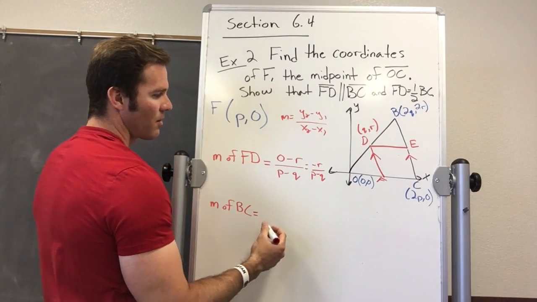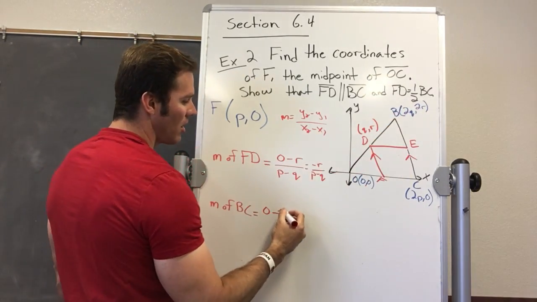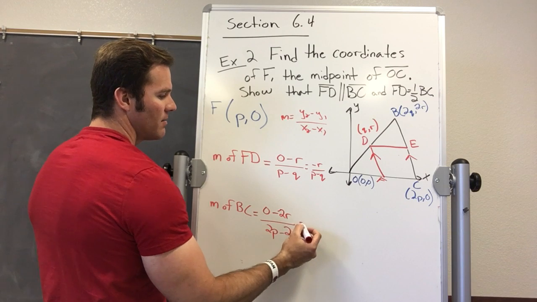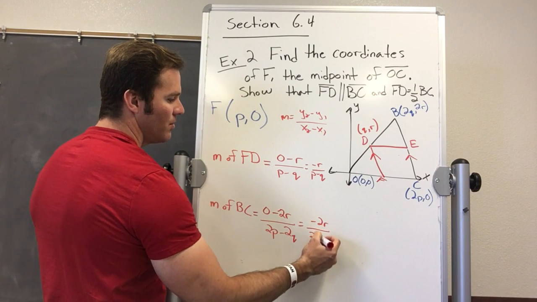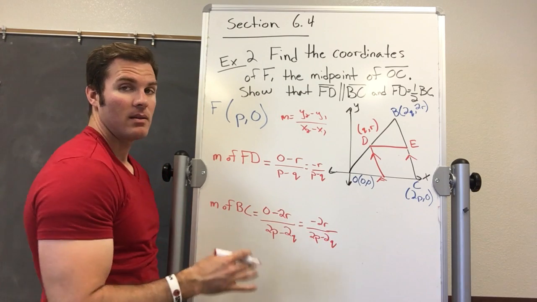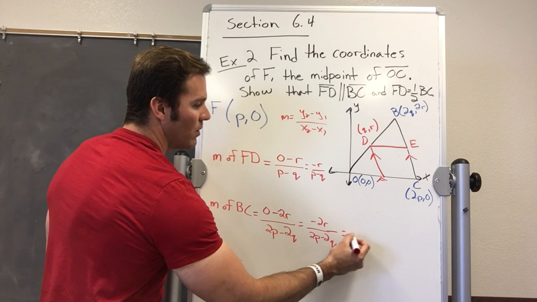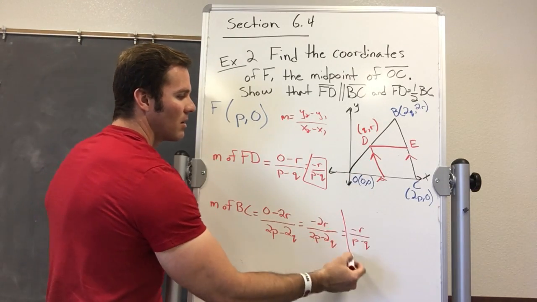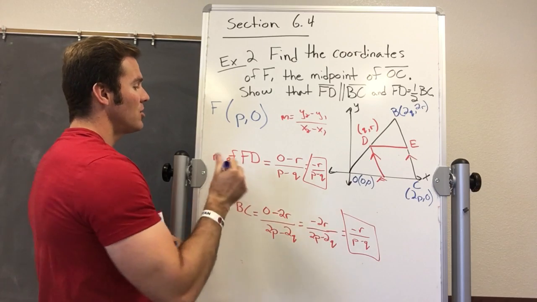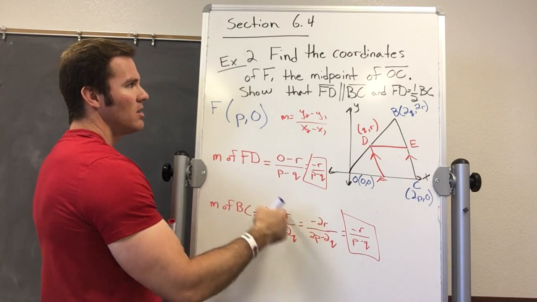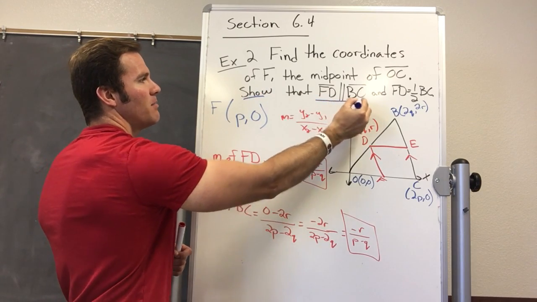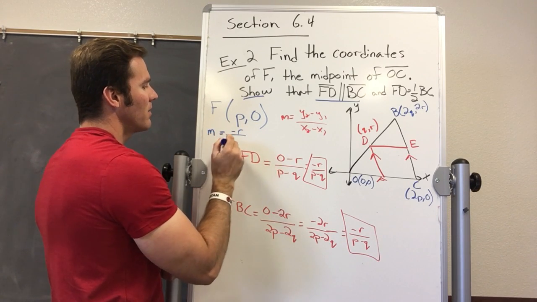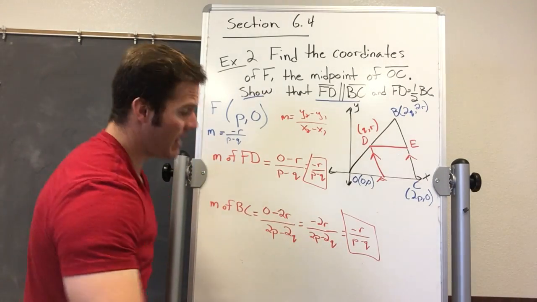Let's see, C is, the y is 0 minus 2r, 2p minus 2q, and that comes out to be negative 2r over 2p minus 2q, and the 2's are going to cancel out. This is going to equal negative r over p minus q. So the slopes are the exact same. So this whole process here is your answer to show that FD is parallel to BC. Okay, now I'm just going to write it. The slope is going to equal this. I'm just going to put it over here for now because I need to erase and make space.